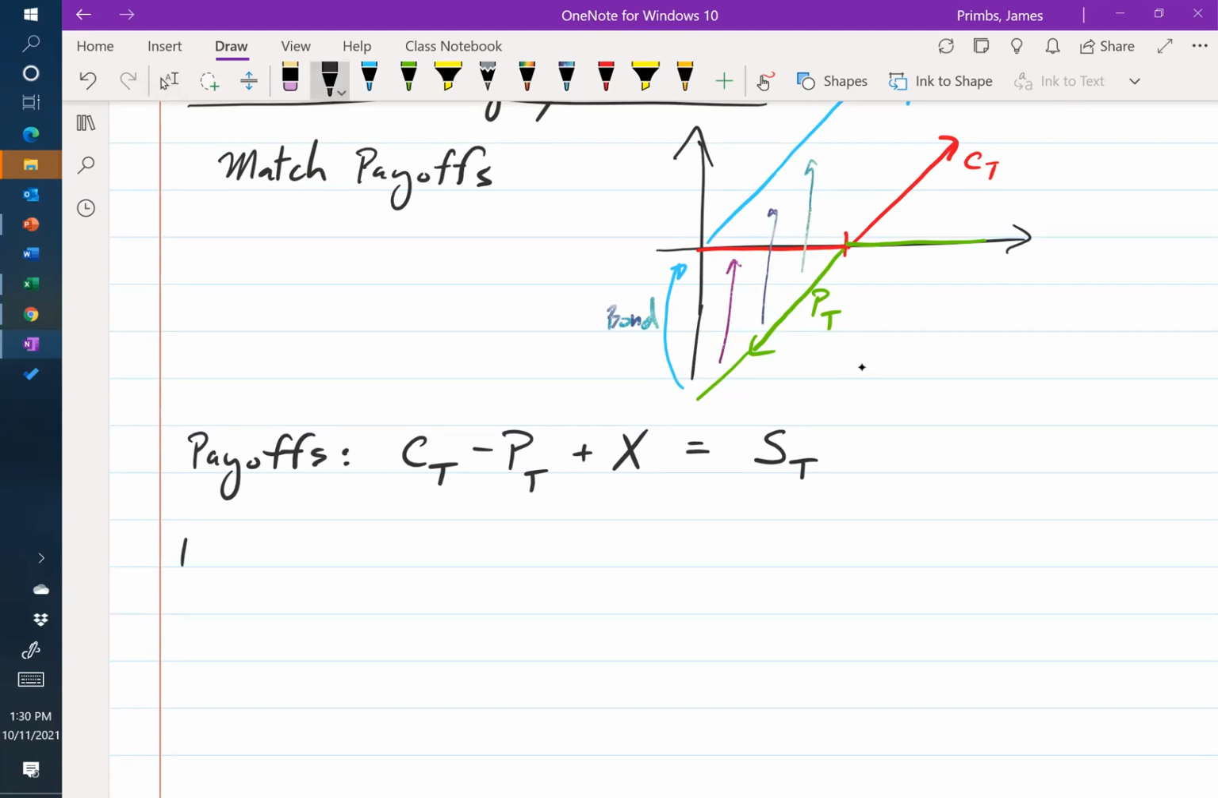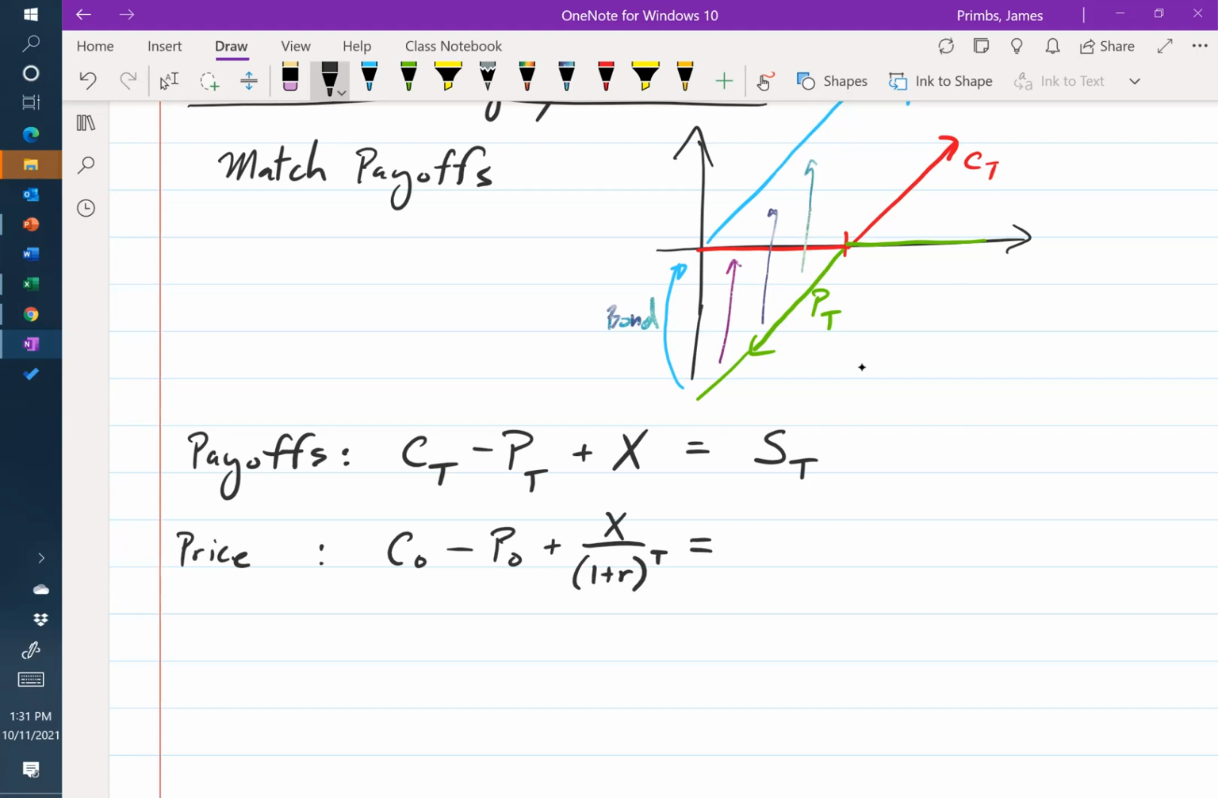So now I just price both sides of this equation. How much does the call cost? Well, that's the call premium. How much does the put cost? Well, that's the put premium. How much does the bond that pays off face value X cost? Well, I need to calculate its present value. Everybody remember that?